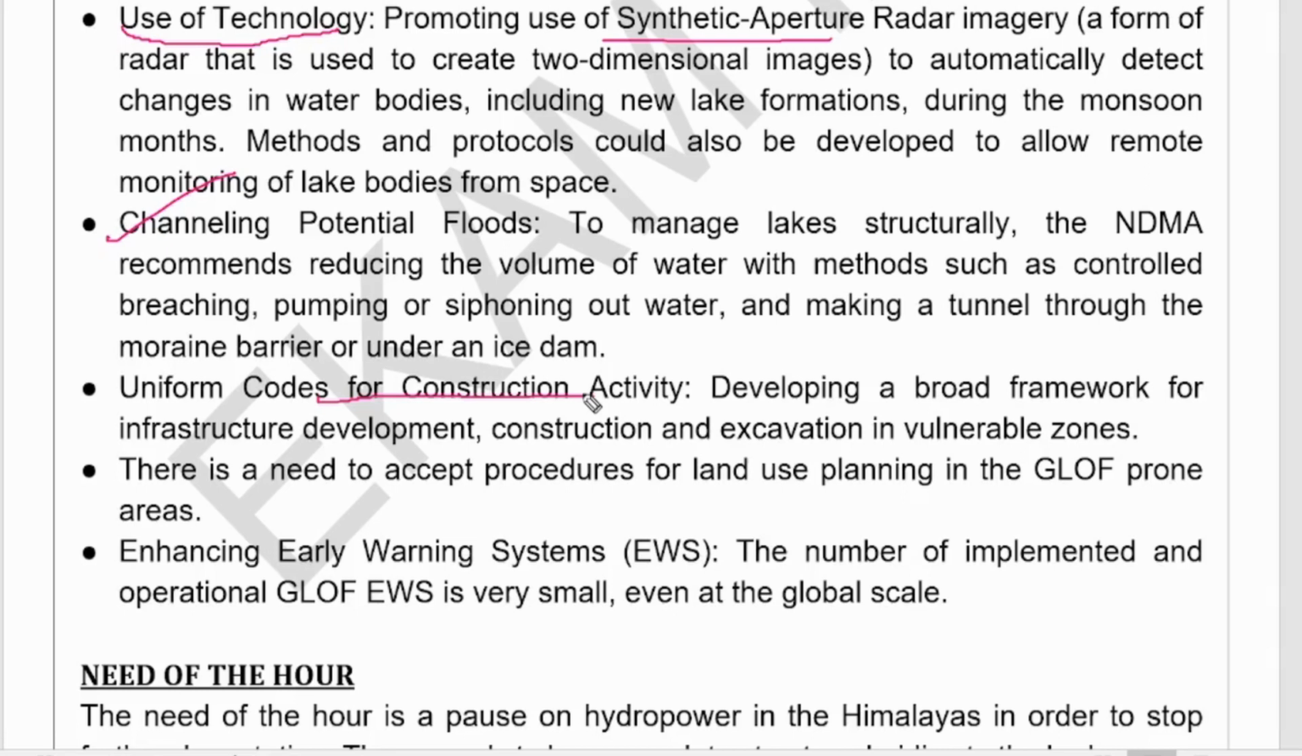And it is also, in fact, mandatory that people accept the procedure for land use planning in the glacial lake outburst flood prone areas. And we also need to enhance our early warning systems, EWS. The number of implemented and operational glacial lake outburst flood early warning systems is very small even at the global scale. So it is necessary that we enhance the early warning systems to avoid the potential loss that glacial lake outburst floods can cause.